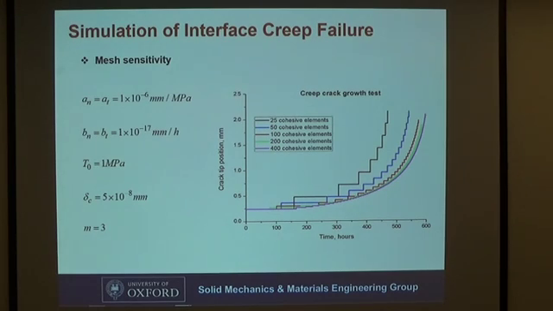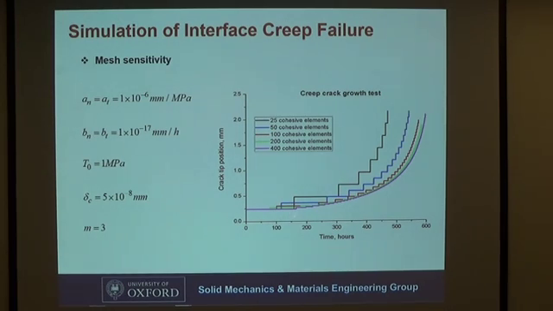The first step of the simulation is a mesh sensitivity study. We decided to choose the criteria of creep crack propagation. On the interface, we deleted several elements at the edge to initiate a crack. Then we selected some parameters to do the creep crack growth test. These parameters are random because we haven't calibrated them with data, but they are not random to some extent, because the order of magnitude should not be random.